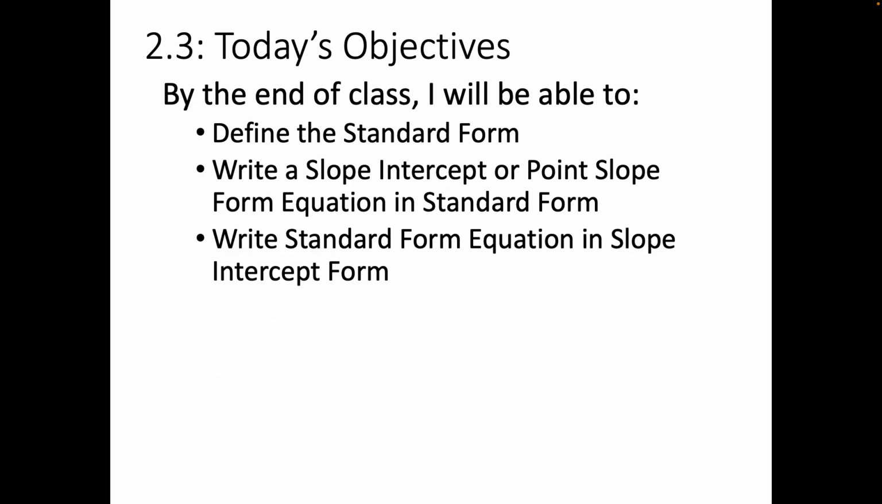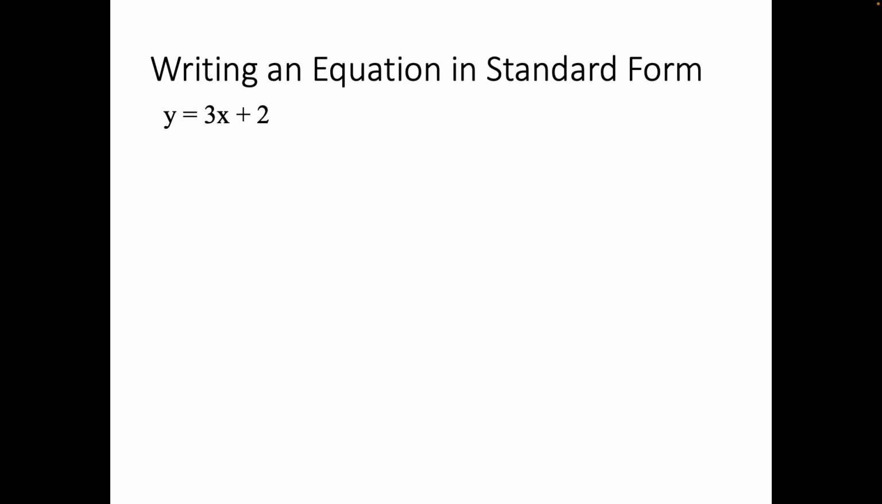So we said we had three objectives. Our first was to define the standard form. Our second is to take an equation in the other form, slope-intercept or point-slope form, and put it in standard form. So let's do that next. And we have two examples. The first is in slope-intercept form, y equals mx plus b. And so we have to follow a four-step procedure.